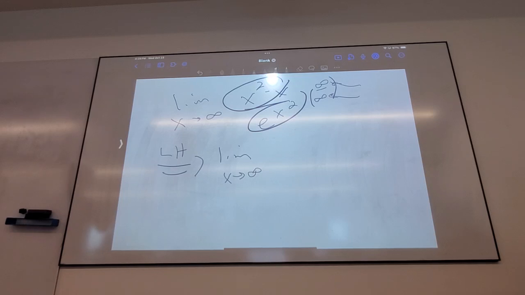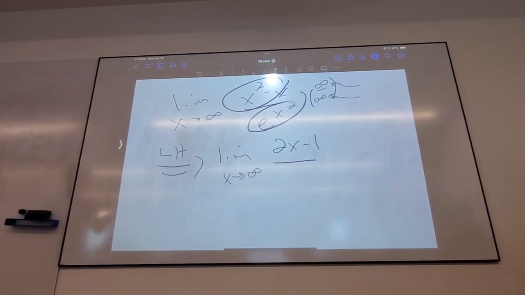What's the derivative of the top? 2x minus 1. What's the derivative of the bottom? 2 e to the x squared. Yeah, 2x e to the x squared. It's e to the x squared times the derivative of x squared, yes? Can you cancel anything? No. Is it still indeterminate?